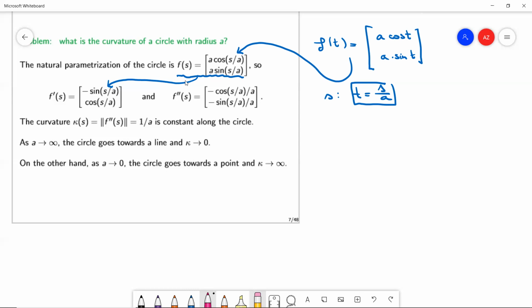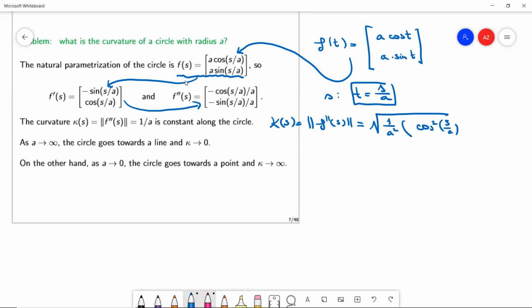And then again we take the derivative of this first derivative and get the second derivative, which is this vector. And now the curvature is just the length of this vector. It's 1 over a, because we have 1 over a. So the square root of the first coordinate, which is 1 over a squared times cosine squared s over a, plus the second coordinate squared, which is 1 over a squared times sine squared s over a. Since cosine squared plus sine squared is 1, what we get is 1 over a. Okay, and this is exactly what we wanted.